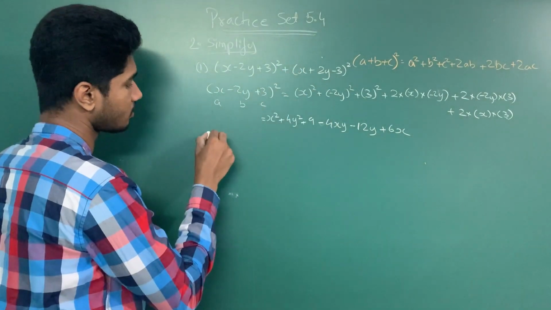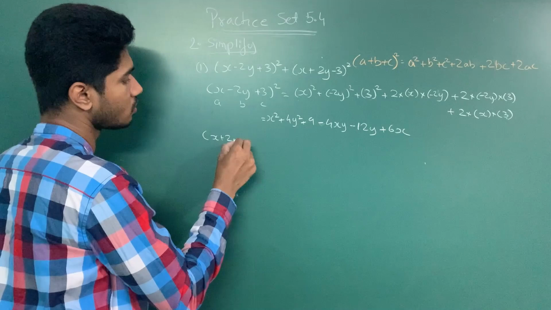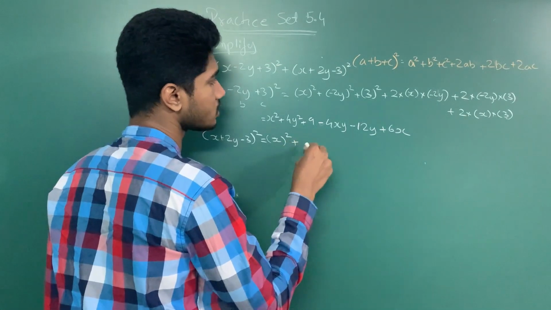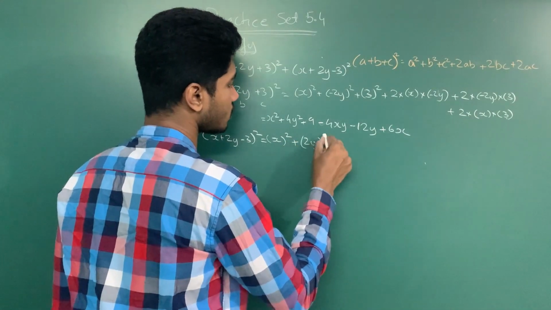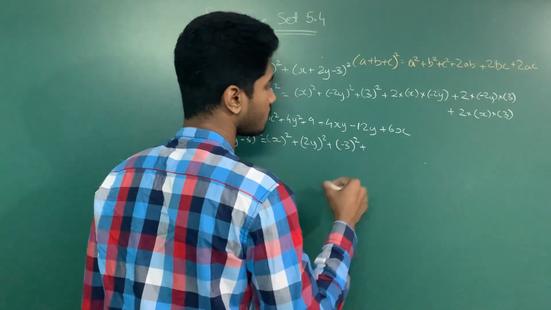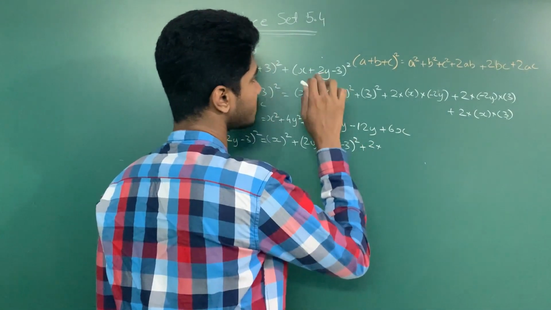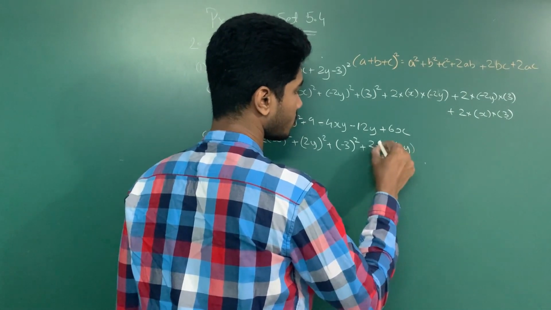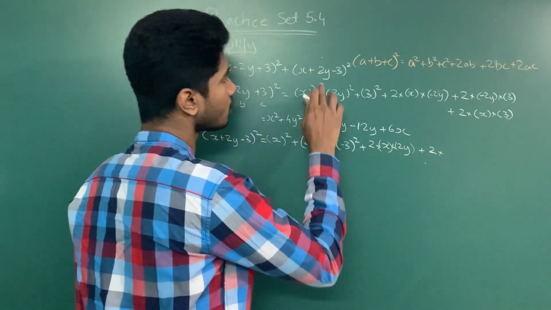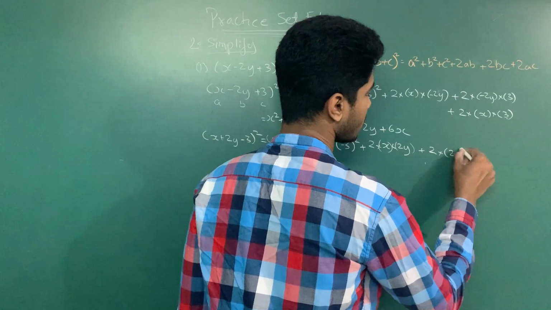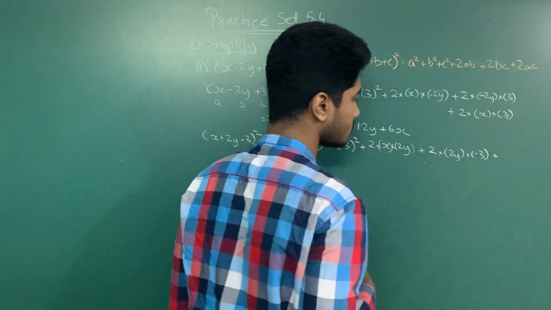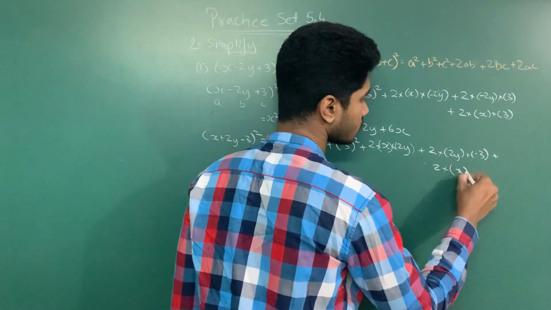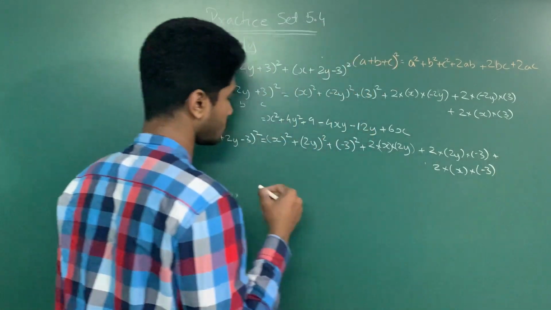We'll solve the second bracket. So x plus 2y minus 3 the whole square. So x the whole square plus 2y the whole square plus minus 3 the whole square plus 2 into x into 2y. So x into 2y, we'll put it in the bracket, plus 2 into 2y minus 3. So it is 2y minus 3 plus 2 into x into minus 3.